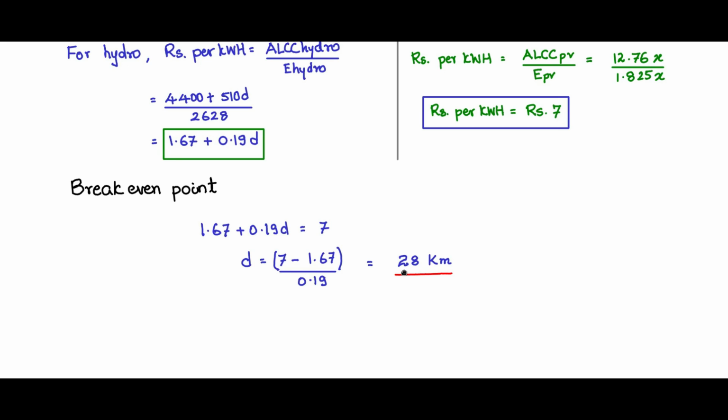If the distance of the community from the microhydel station is less than 28 kilometers, you will see that the microhydel plant is beneficial. If the distance of the community from the microhydel plant is greater than 28 kilometers, then you will see that the PV plant is beneficial. So that is basically the takeaway from this break-even analysis.